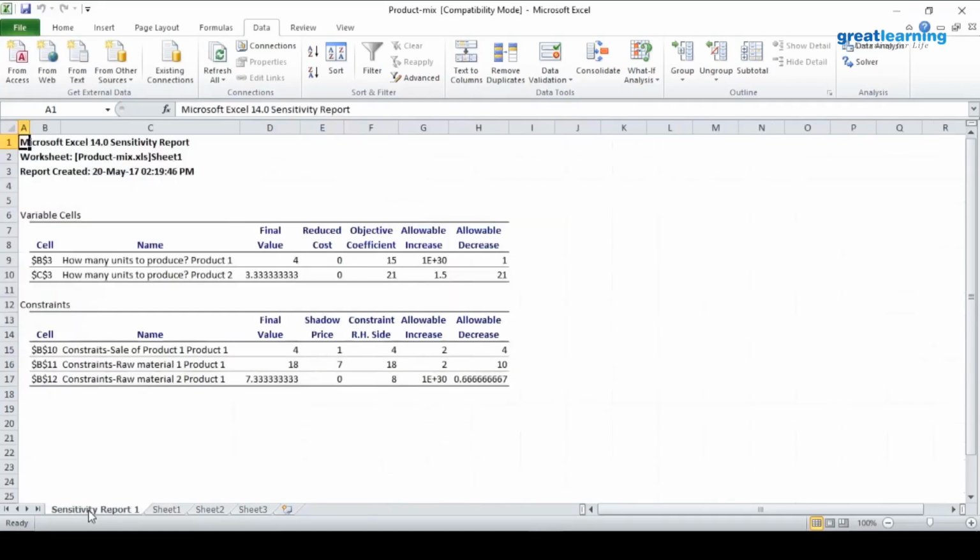Then the computer gives the sensitivity analysis in this screen. How many units of product 1 to be produced, product 2 to be produced, the final solution. And this part gives you some technical terms like reduced cost, which are not needed here, but let me explain what is the meaning of the reduced cost.